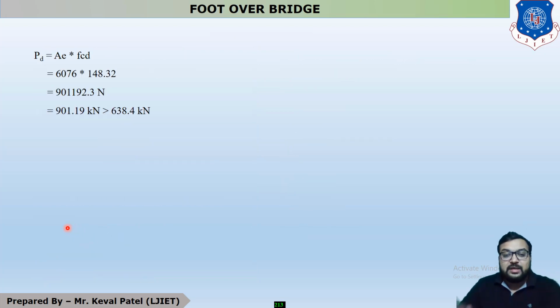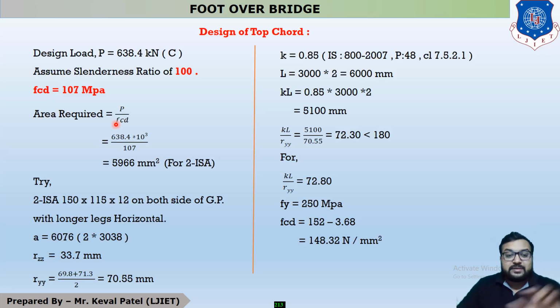After putting these two values, let us check how much load our selected section takes. Our AE is 6076 and our FCD is 148.32. You can see that it takes a maximum force of 901.19 kilonewton, which is far more than required. So our selected section is now our final section. Okay, students, this is the method of how to design our compression member. In the next lecture, we will discuss the next step, which is the forces of the bottom chord. Thank you for today's session.